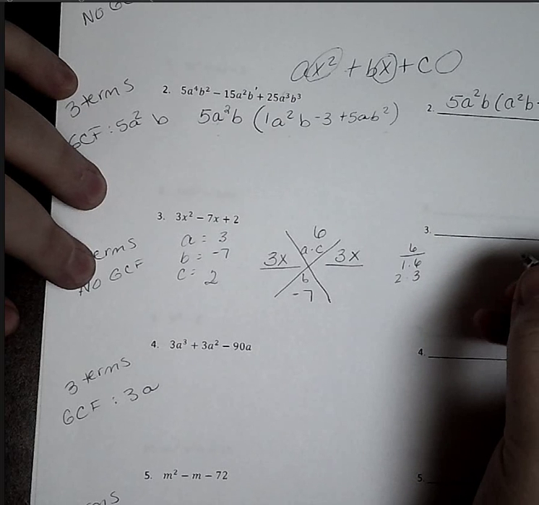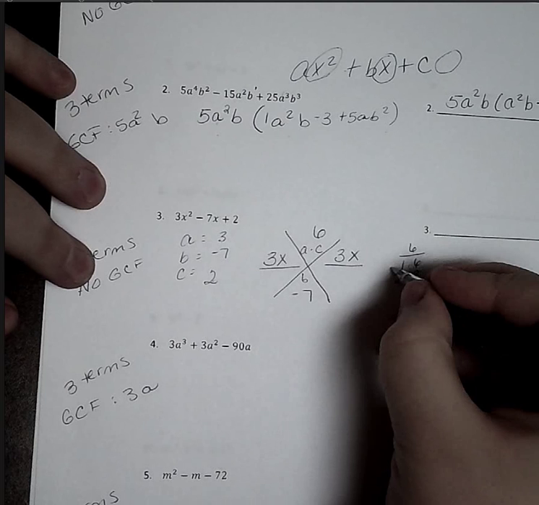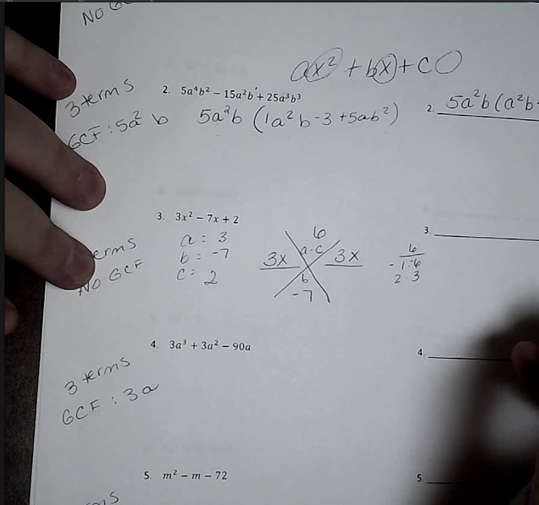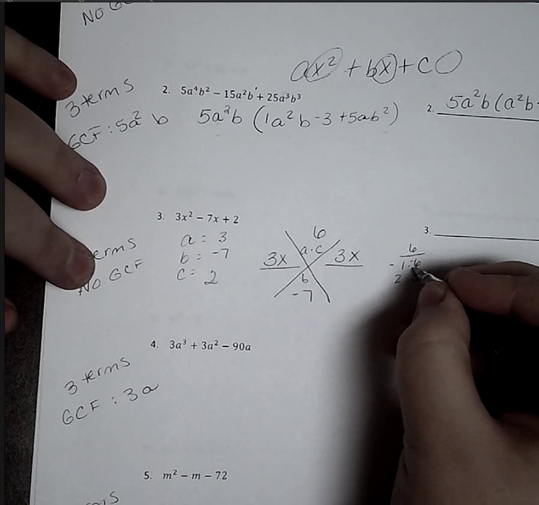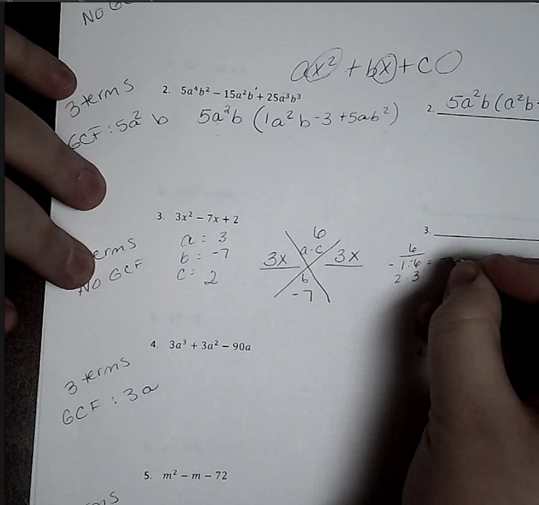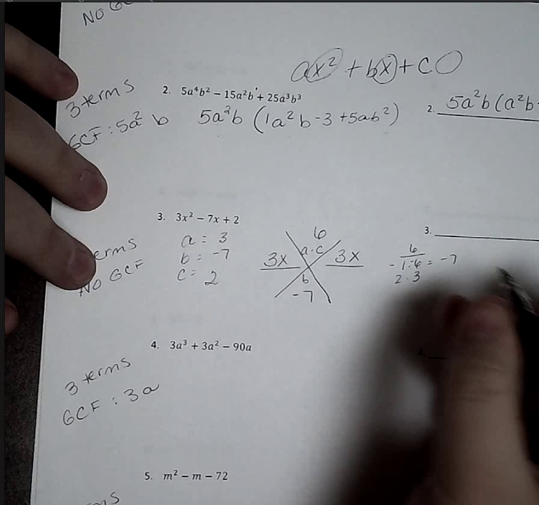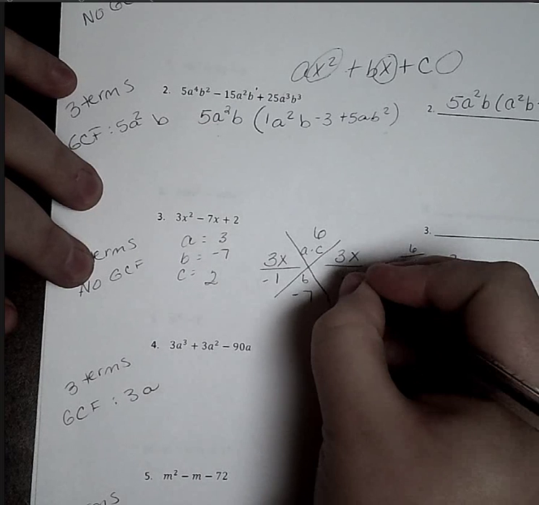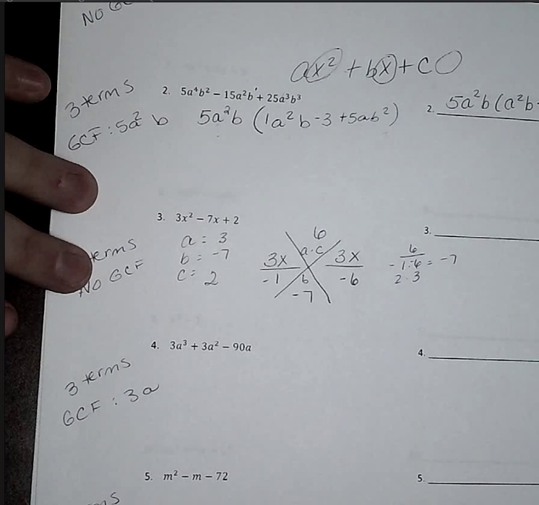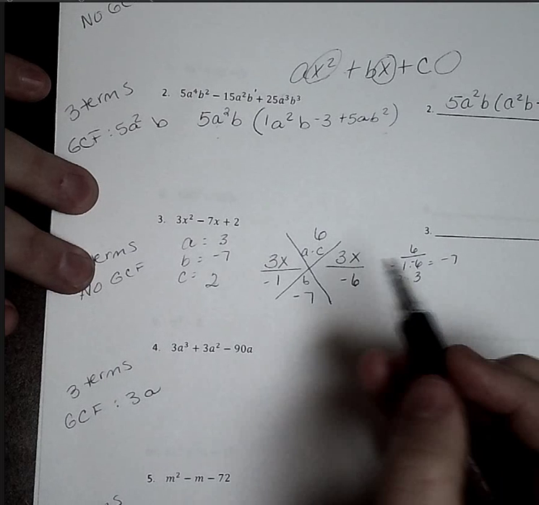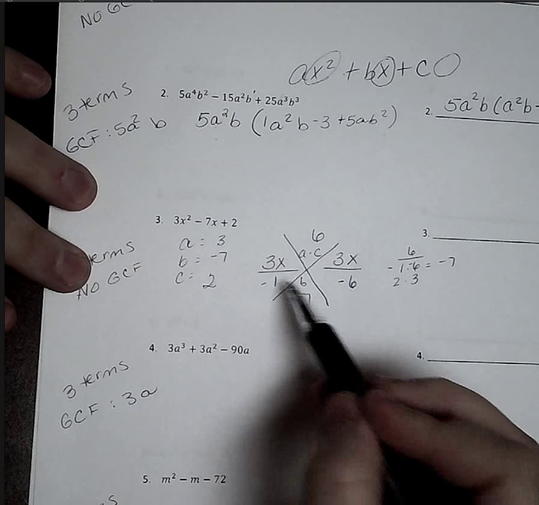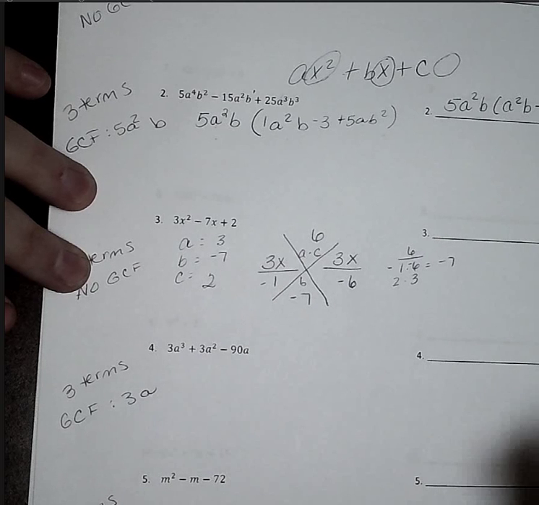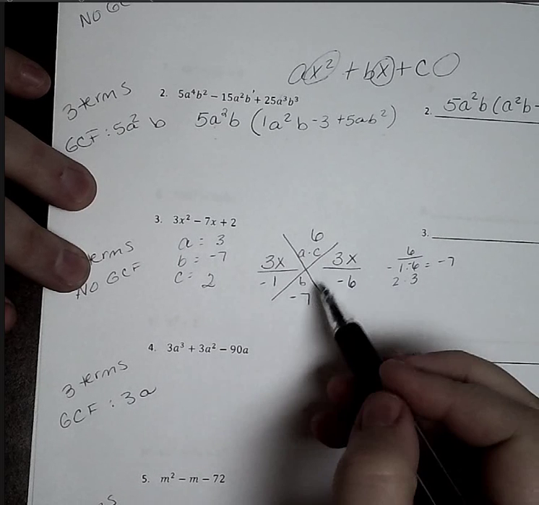So negative 1 and negative 6, those will both multiply to give me a positive 6, and they will add to give me a negative 7. You might have to play around with numbers to figure that out, but those are the 2 numbers that work. So always check. Negative 1 times negative 6 gives you a positive 6. Negative 1 plus negative 6 is a negative 7. Always check and make sure that those 2 numbers work.